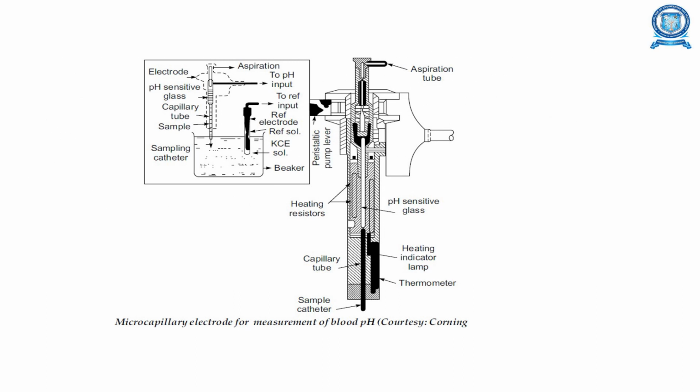This is the microcapillary electrode for measurement of blood pH. Here there is an aspiration tube, heating resistors, capillary tube, sample catheter, thermometer, and pH sensitive glass heating indicator lamp.